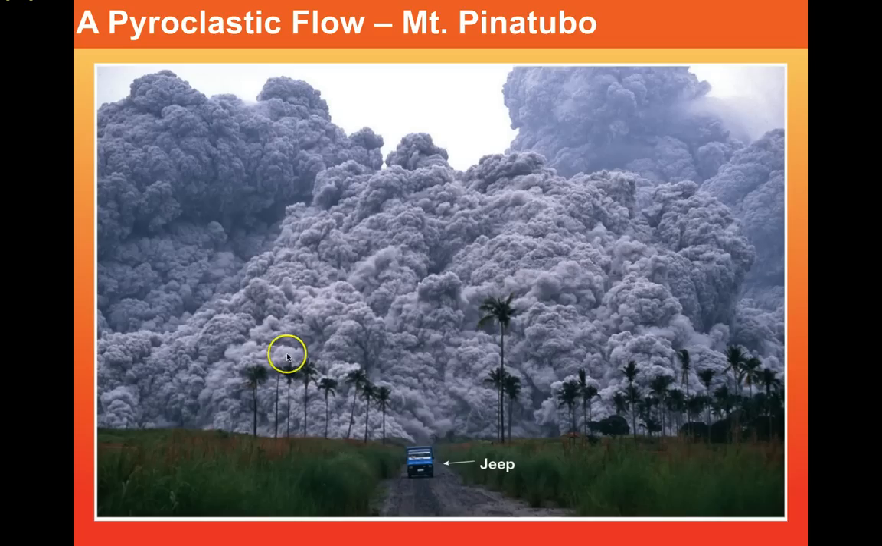So this is an iconic image of a pyroclastic flow. Notice the Jeep down here. These people are actually running down the road. This is a pyroclastic flow from Mount Pinatubo, which is in the Philippines, and it very seriously threatened the city of Manila, I believe in the late 80s.